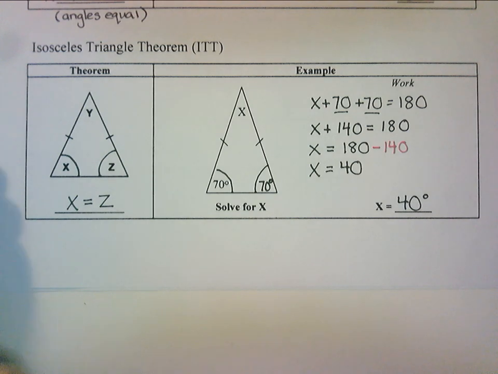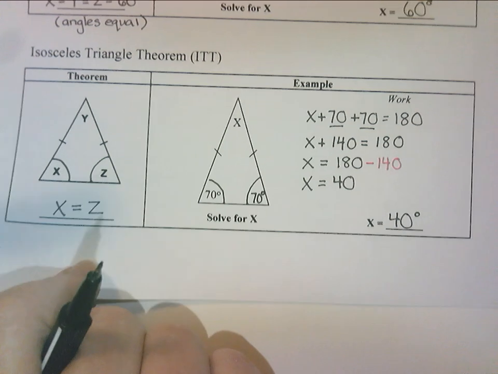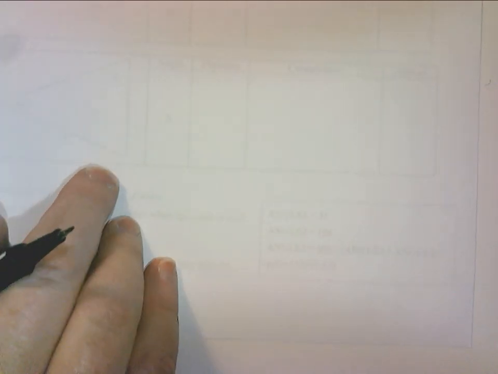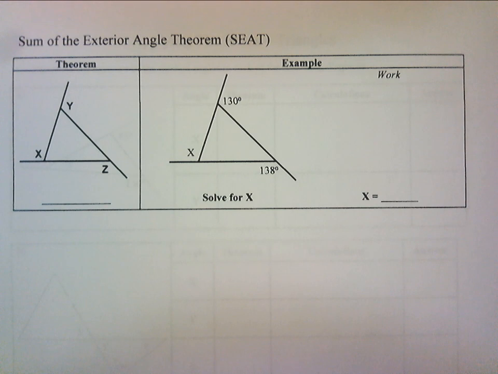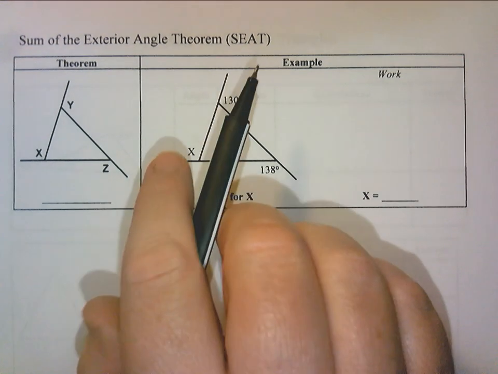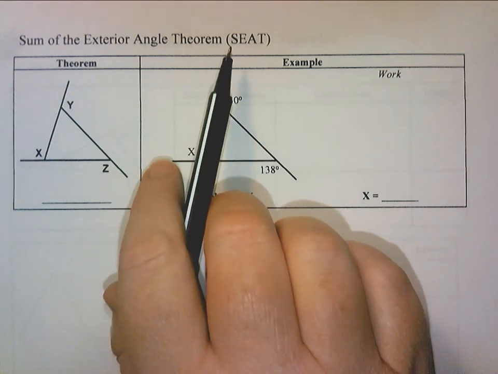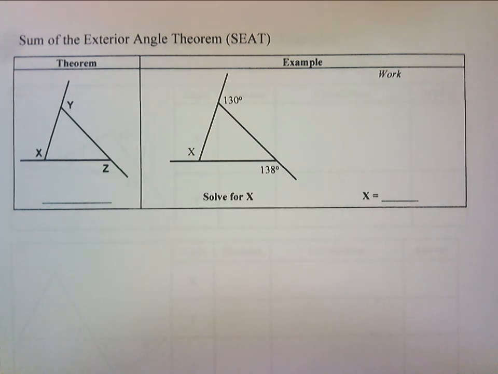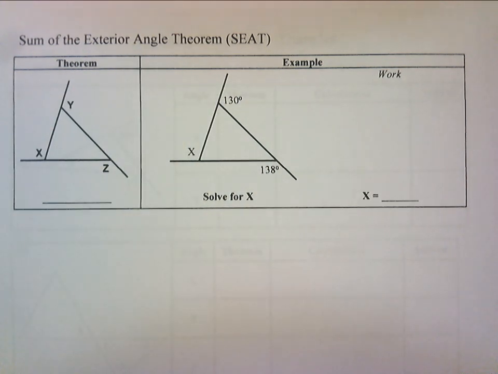Okay, we have one more rule, which is the sum of the exterior angles in a triangle theorem, otherwise known as SEAT. If I throw in the word triangle, it would actually be SEATT, but there is a reason why it doesn't have that extra T. We'll be talking about that probably in our lesson on quadrilaterals and polygons. But for now, this is SEAT, or the sum of the exterior angles theorem.